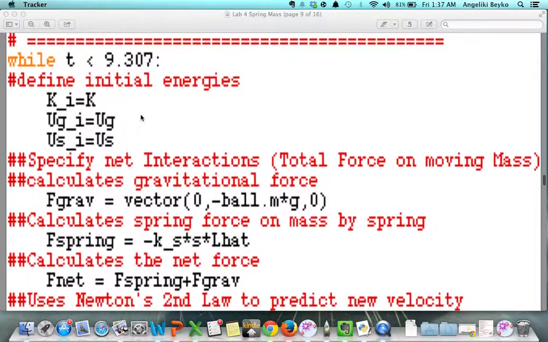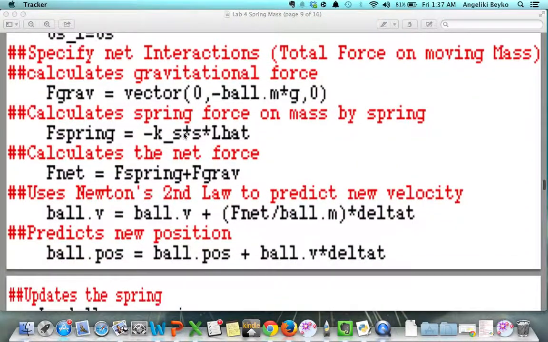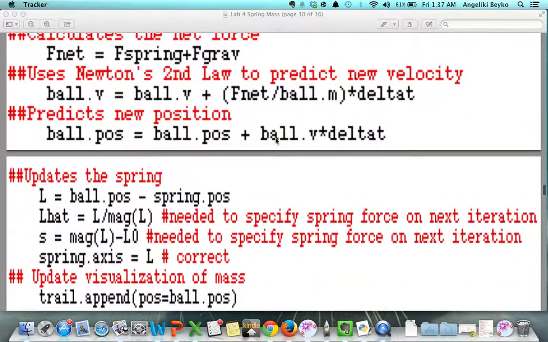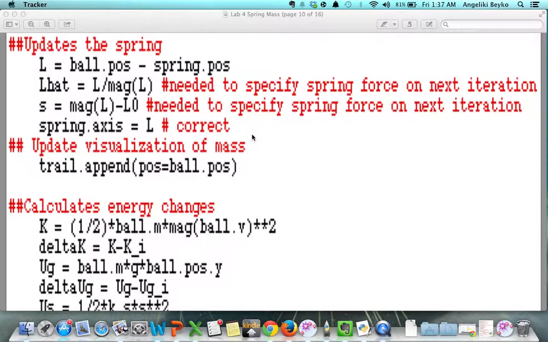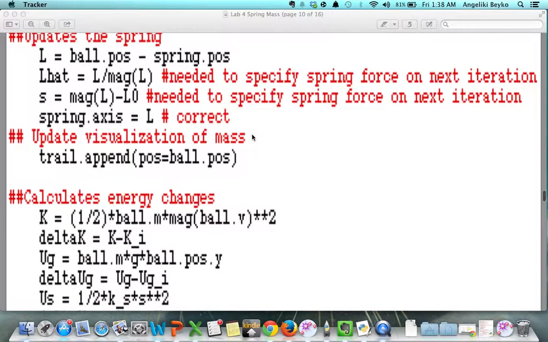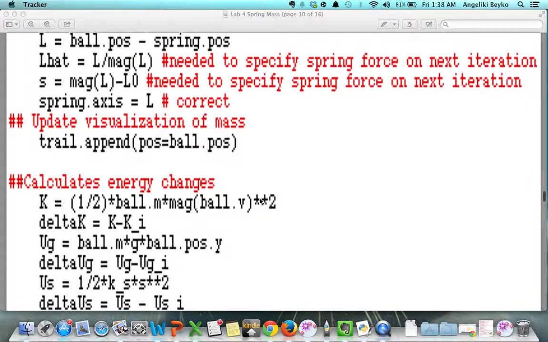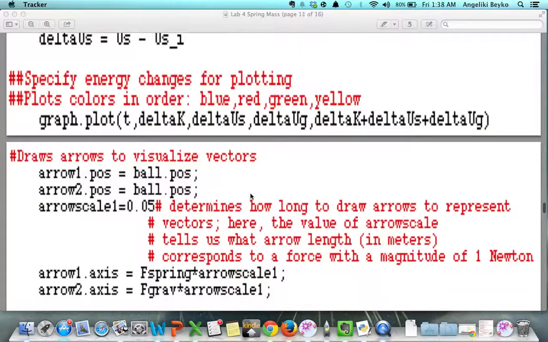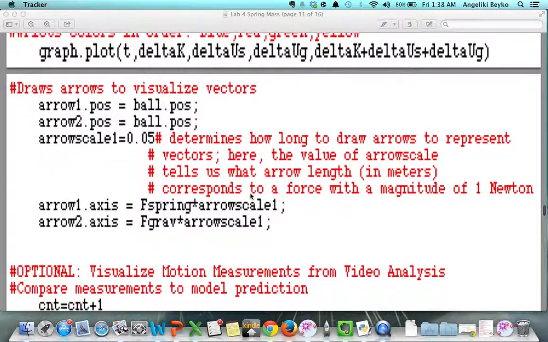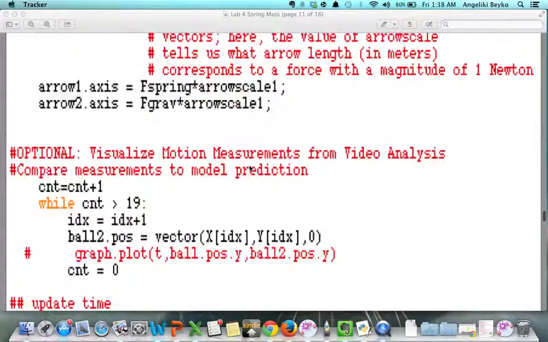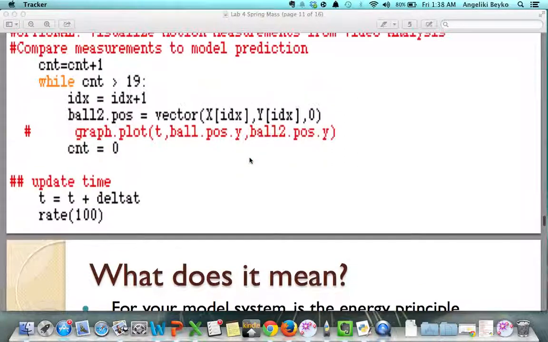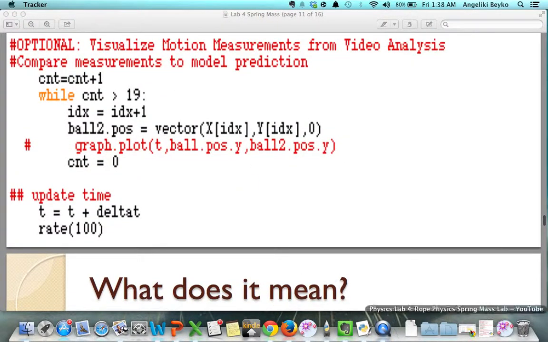This is Newton's second law being used, updating the position and velocities, updating the spring positions for the visualization, calculating energy changes, and this is to plot everything. Okay, so I'll show you what the visualization looks like.